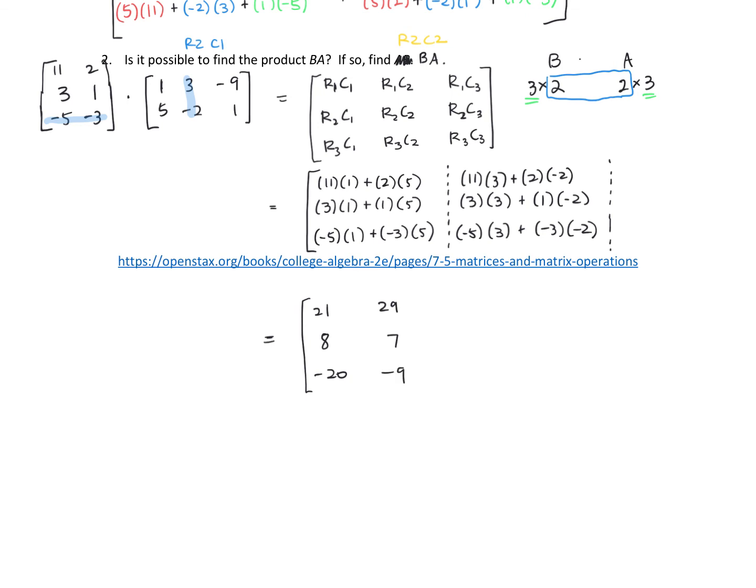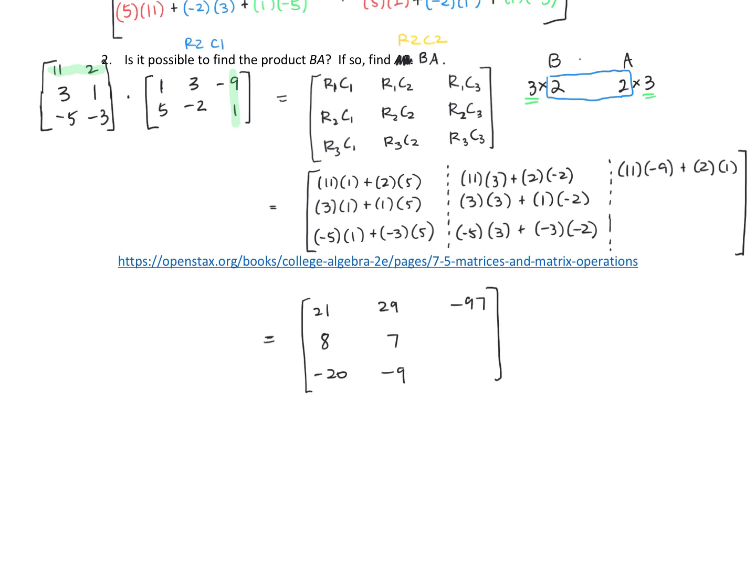Okay, we've now multiplied each row from the first matrix times the second column in the second matrix. So now it's time to multiply each row by the third column. Okay, so first I'm going to do the first row times the third column. And so that's going to give me 11 times negative 9 plus 2 times 1. So that'll be negative 99 plus 2, so that's negative 97.